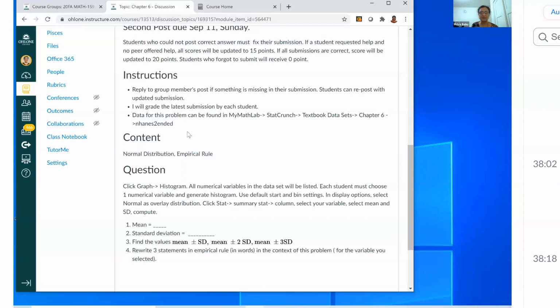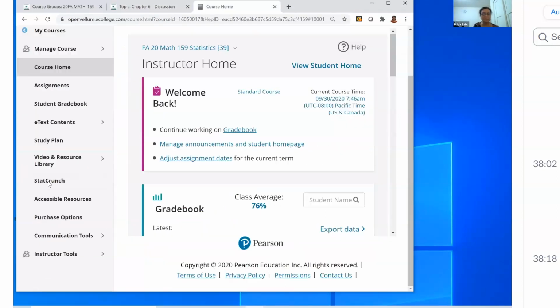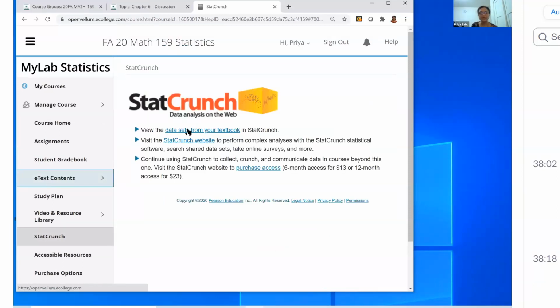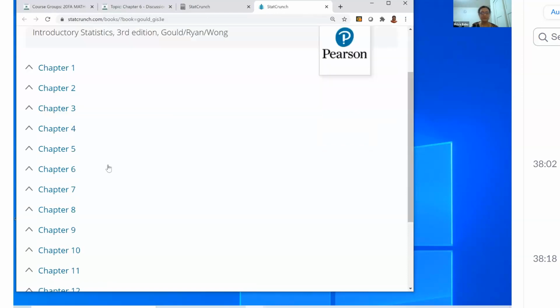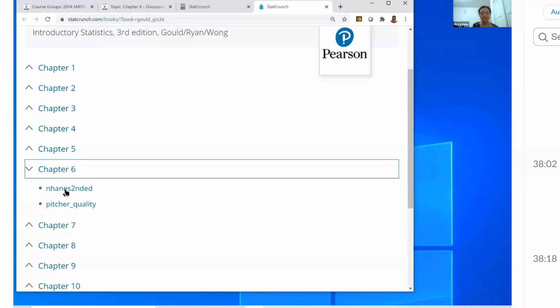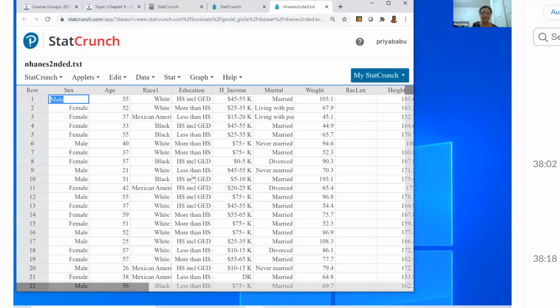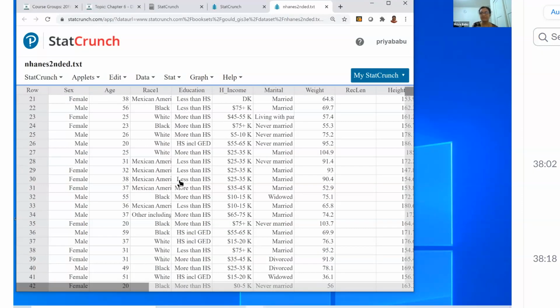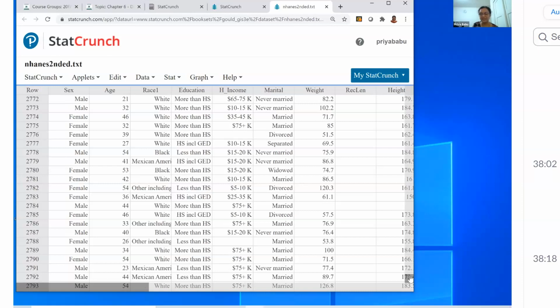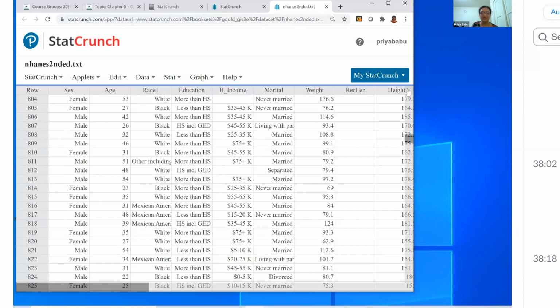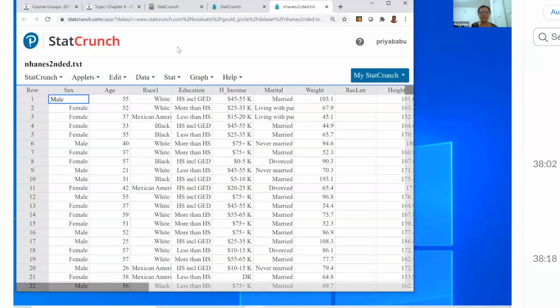Let me open up StatCrunch. Alright, so this is the data set from the textbook, chapter 6. We are working with the first data set. It's actually a very big data set, about 3,000 people. I think it's across the US. So a random sample of 3,000 people across the US.